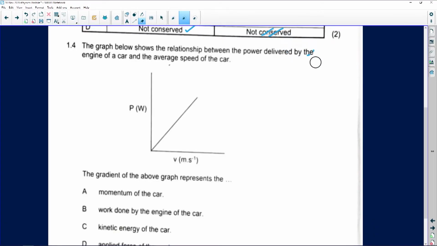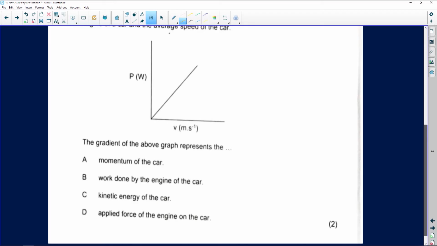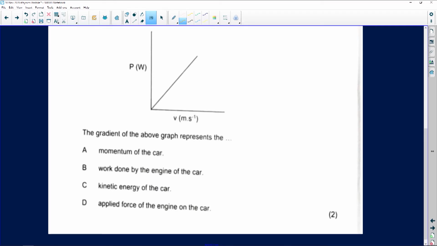So let's see what we have here. We have the graph below that shows the relationship between the power delivered. Remember, power is the rate at which work is done, and power is represented by capital P, delivered by the engine of the car and the average speed of the car. So here we've got power, and then we've got my speed or my velocity going down. Now the question asks us, the gradient of the above graph, what does it represent?